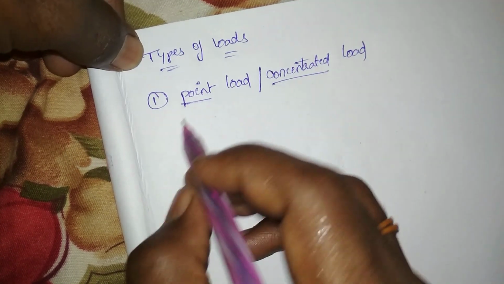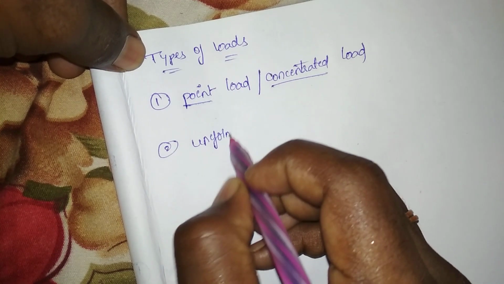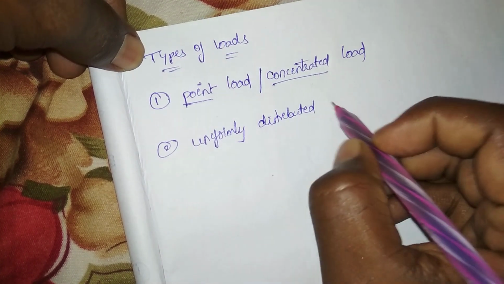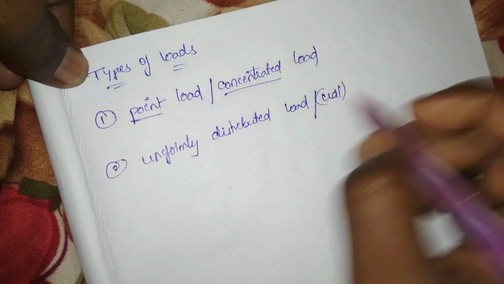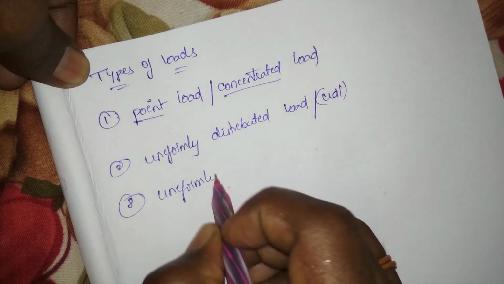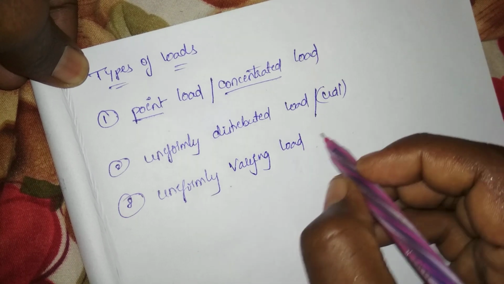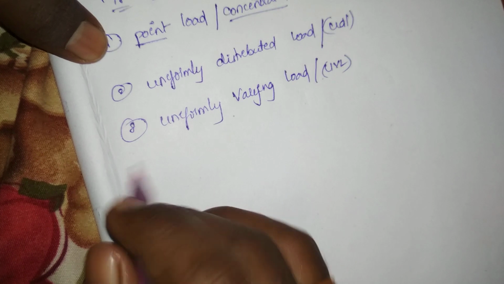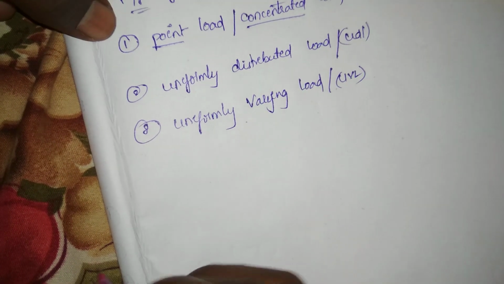Concentrated load. Number two, uniformly distributed load, or UDL. Number three, uniformly varying load, or UVL. These are the types of loads.